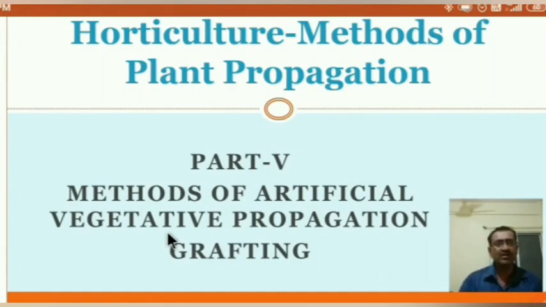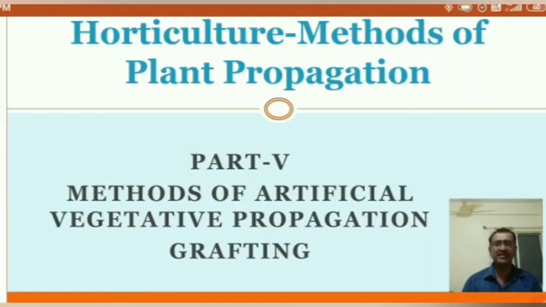Today again, our next lecture is the method of artificial vegetative propagation. As we know what is meant by artificial vegetative propagation, but in this part we are going to learn about grafting. As we are all farmers, we must know about grafting. What is meant by grafting?